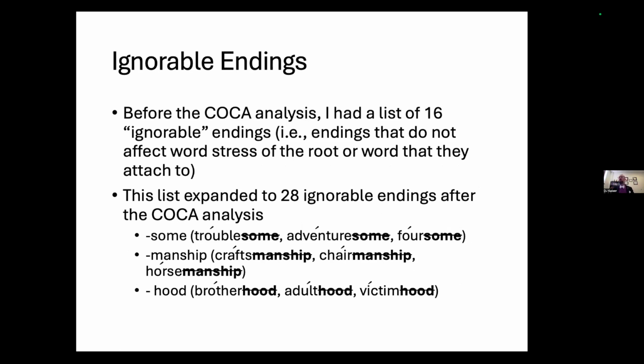Then I mentioned ignorable endings before. I had a list of 16 of these ignorable endings. Just so you know, I use some terms in the book that are not the terms that I learned in my linguistics degree. My concern is making pronunciation content easier for students to understand, and also easier for teachers who may not have as much of a background in linguistics. So I use this term ignorable endings. These are endings that don't affect the word stress of a root, or the word that it's attached to. So the plural S, or the ly ending to turn an adjective into an adverb, would be ignorable endings. My list of 16 ignorable endings then expanded to 28. So some, ship, hood, these were endings that came up through the analysis. A lot of things happened through the analysis of these words from this COCA analysis.